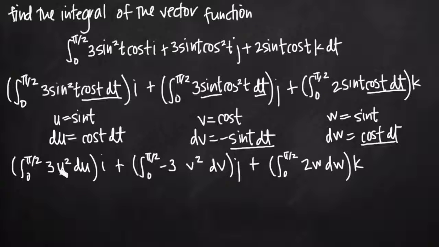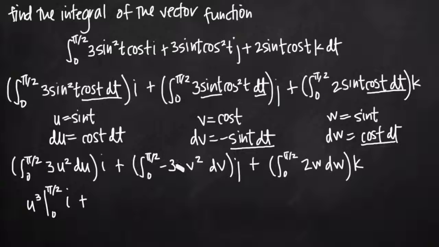If we take the integral of 3u squared, we just get u cubed. So we'll get u cubed, and we're going to be evaluating that on the interval 0 to pi over 2. Keep in mind that our limits of integration for all three of these integrals are defined for t. So essentially we're going to be evaluating on t equals 0 to t equals pi over 2. That just tells us that we have to put our u cubed back in terms of t before we can evaluate on the interval. But I'll just say 0 here to pi over 2. And of course we multiply that by i.